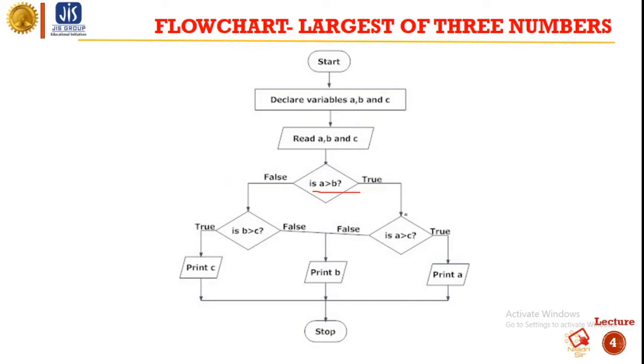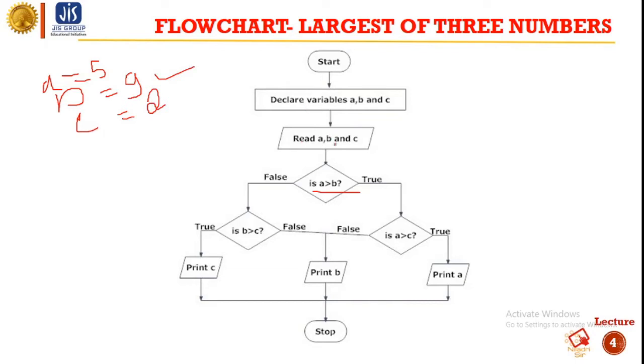So there is another logic. If it is true, then something will happen. If it is false, then something will happen. Okay, so this is the largest of three numbers. Suppose three numbers are, that is a is 5, b is 9, and c is 2. Okay, so the largest will be b.